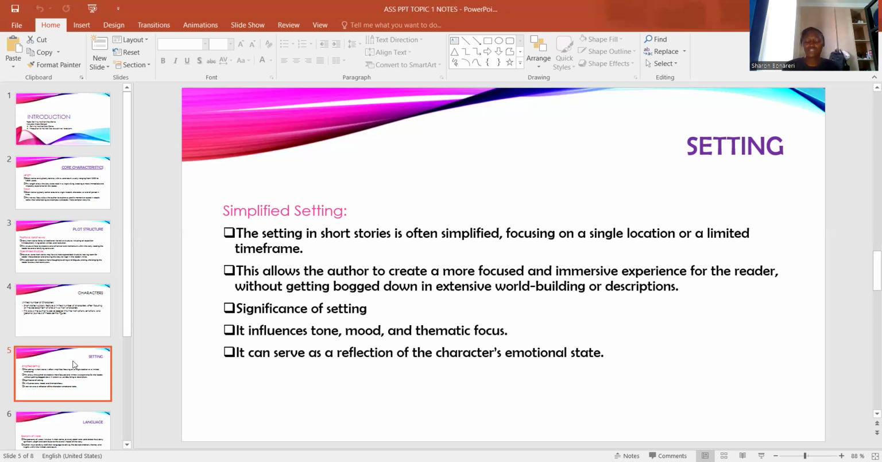Maybe the short story is talking about a wedding. You'll find that the setting will take you through the decoration, how the event looks, how the structures look, how beautiful they are. So the mood is set, a happy mood.